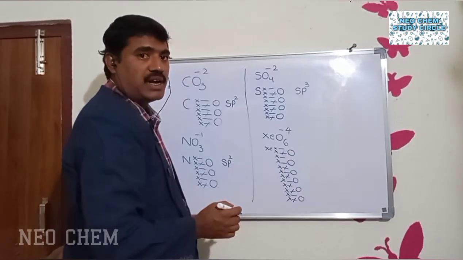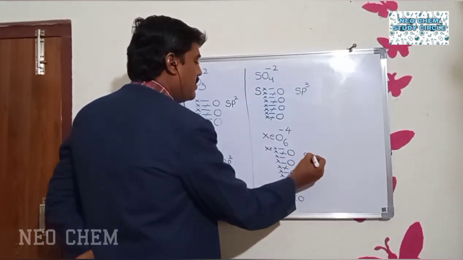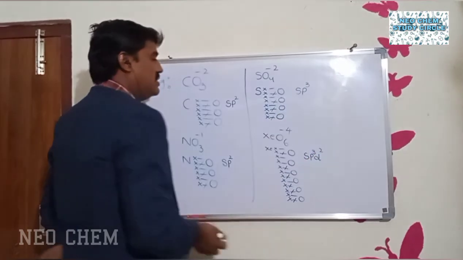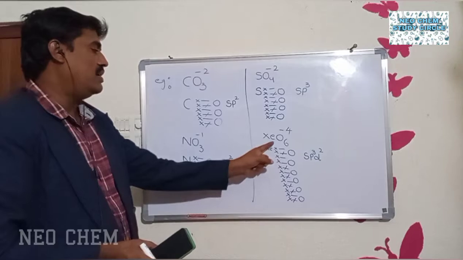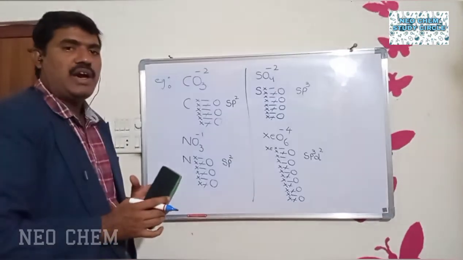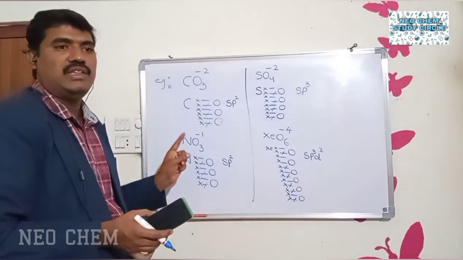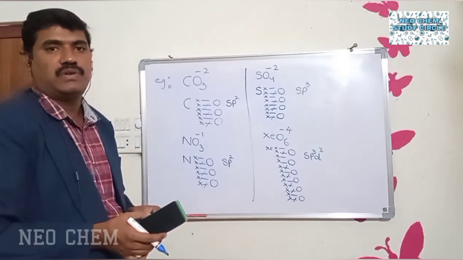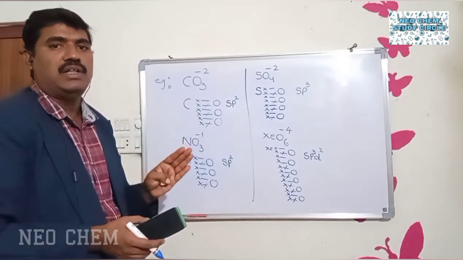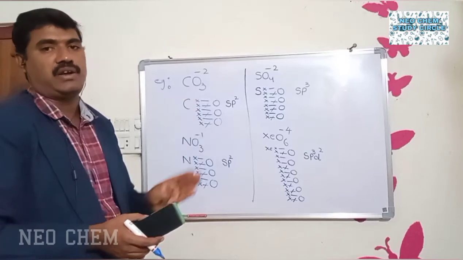So the hybridization containing 6 orbitals is what? The hybridization containing 6 orbitals is sp3d2. This is the hybridization of perxenate ion. So we can identify the hybridization of any molecules and any ions in this way. Okay, everybody should remember how to identify the hybridization of various molecules and various ions in this pattern.